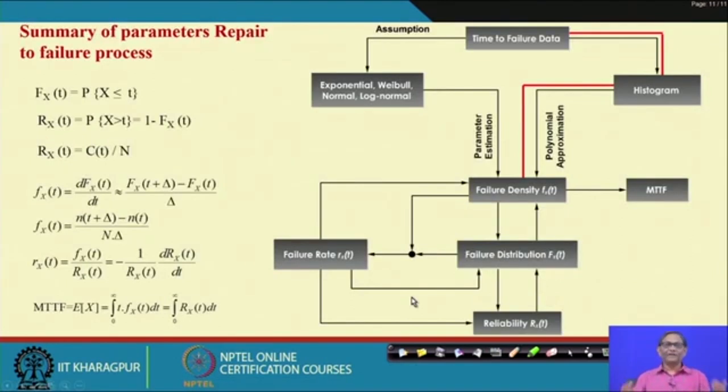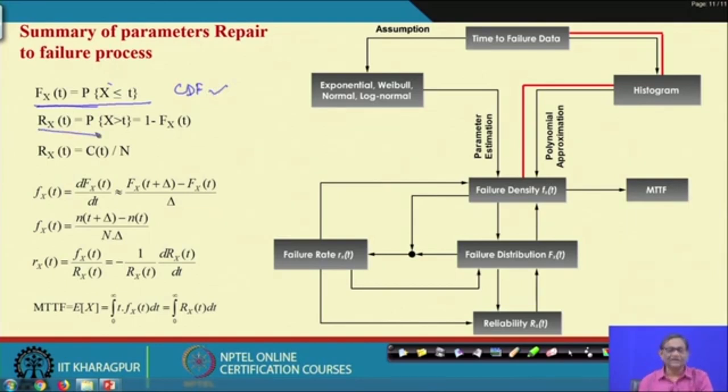So then let me summarize what you have learned so far in quantification. In summary, you have learned what the CDF, the cumulative distribution function, is. If x is a random variable which denotes the component time to failure, then the probability that x falls within time t is F_x(t), which is the CDF, the cumulative distribution function. Then you have understood R_x, which is the reliability of the component, unit or system.